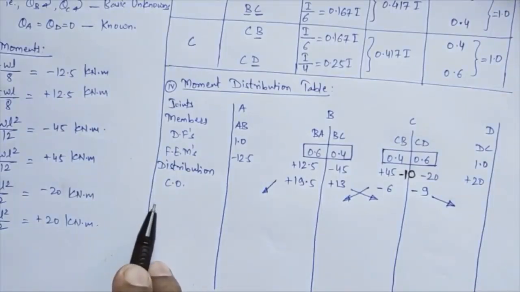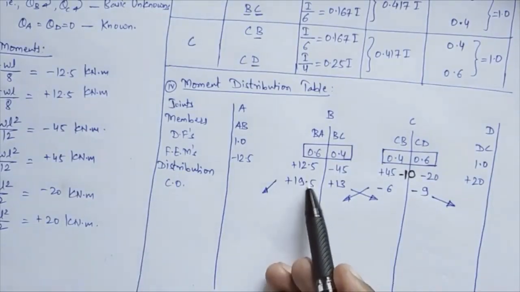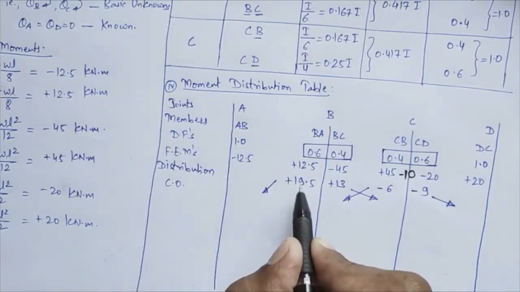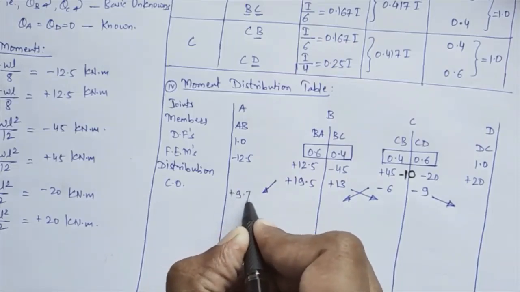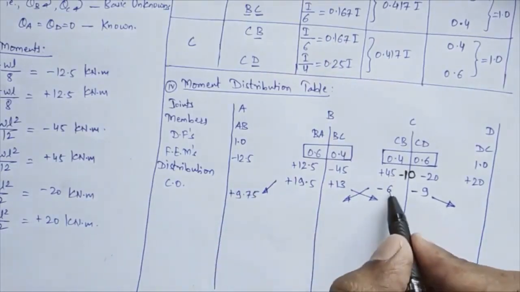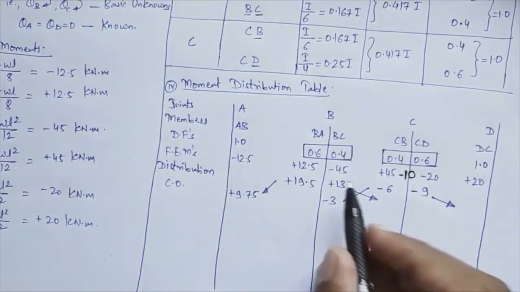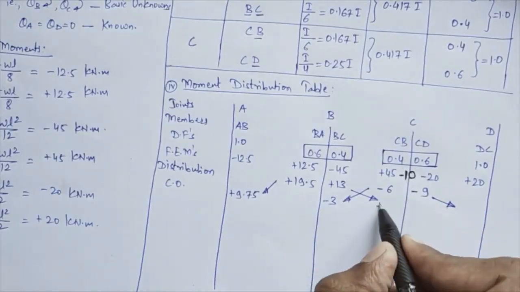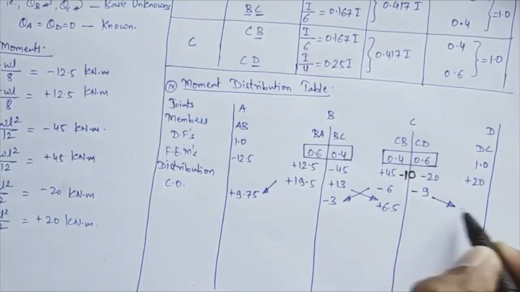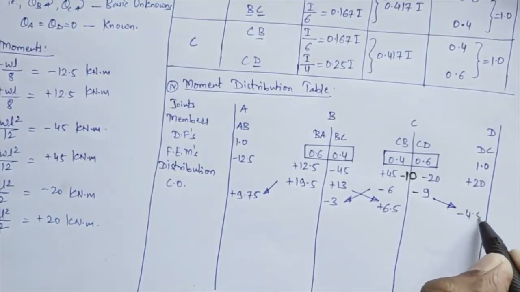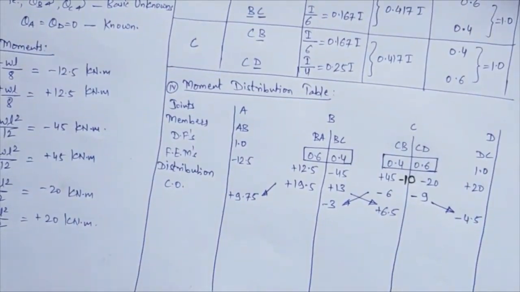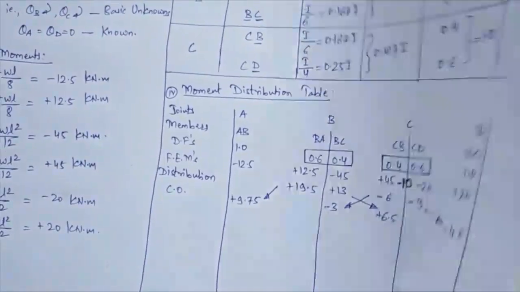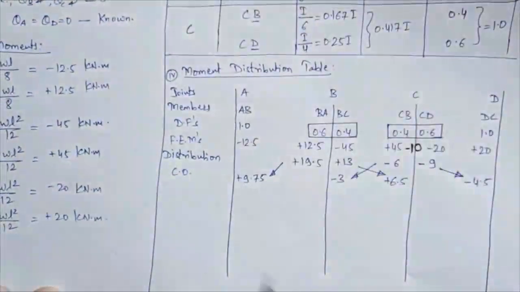Now the carry over factor is 1/2, so half of the moment will get carried over. Half of 19.5 you will get as plus 9.75. Next, half of 6 you will get as minus 3, half of 13 you will get as plus 6.5, and next, half of 9 you will get as minus 4.5. So this will be the carry over of the moments which you have distributed for the members.